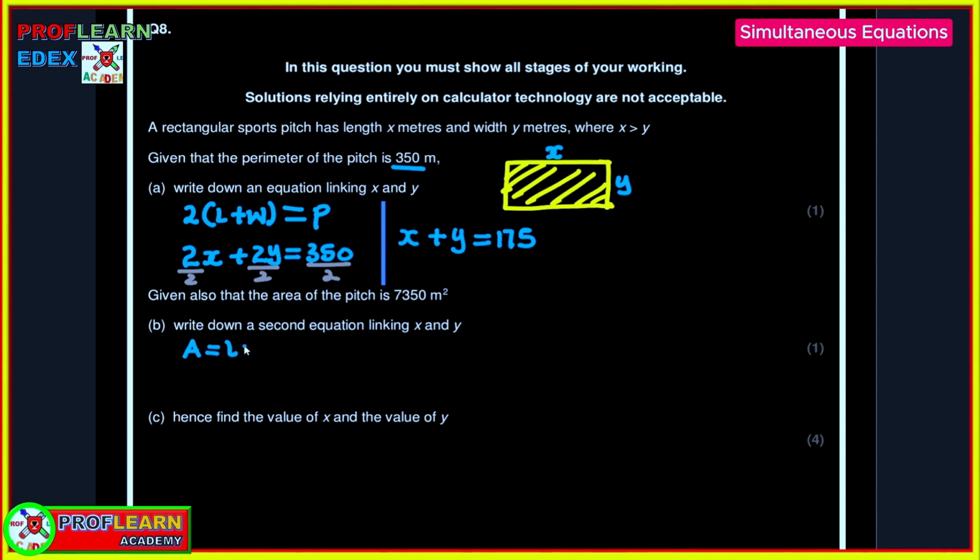But we know that area equals length times width. Then working this out, we are going to have our equation xy equals 750. That is for part B.